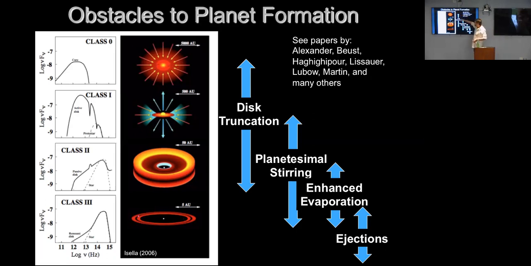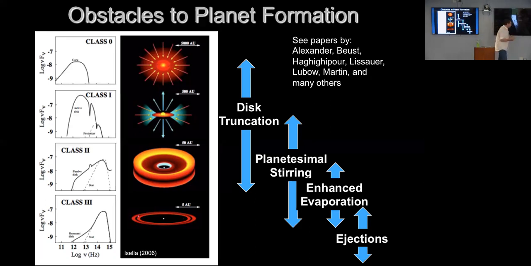Then these will happen sort of through here. Disk truncation is in these stages. Planetesimal stirring is sort of class 1-ish onward. The evaporation specifically sets when you go from class 2 to class 3, when you get rid of your disk. And then the ejections are down here at late stages.